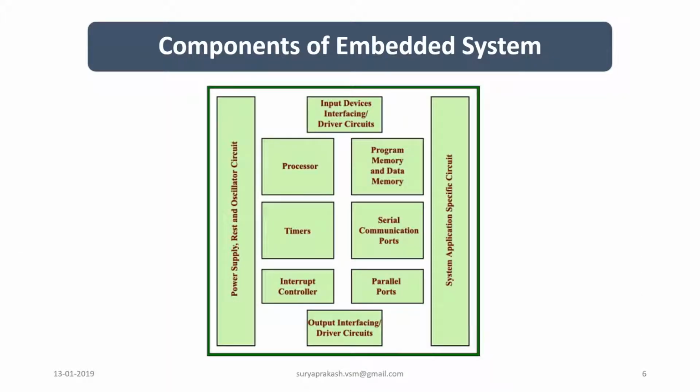So similar to that, this is the block diagram of the components of an embedded system for a general system. This is not specific to one system, and these components will be available in any embedded system. For example, this has a power supply, reset and oscillator circuit. So this is the power supply unit. Since it is an embedded system, the power supply will mostly be a 5 volt or 12 volt supply. This is mostly supplied by the battery or the host system to which the embedded system is connected.